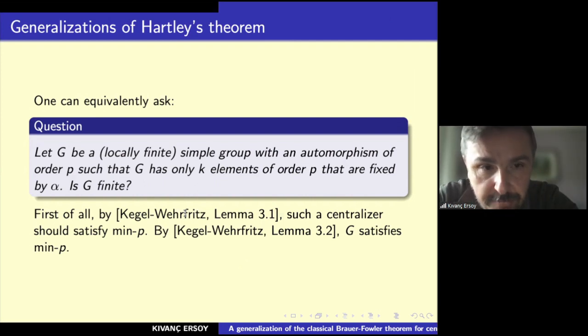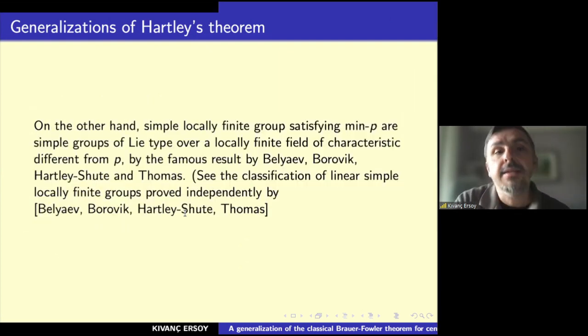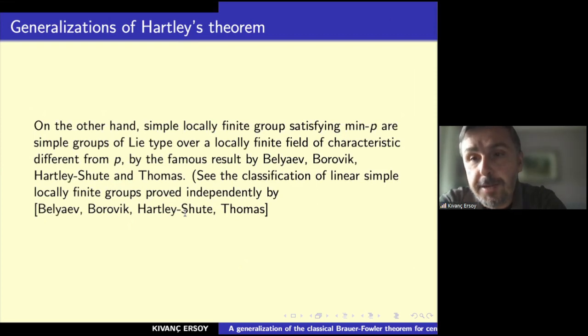But here we have, first of all, a helpful result by Kegel-Wehrfritz. First, this group satisfies min-P because there are only finitely many elements fixed in the centralizer, and if a locally finite group has an element with centralizer satisfying min-P, then G also satisfies min-P, another result in Kegel-Wehrfritz. And simple locally finite groups satisfying min-P are classified, also independently, by the famous result by Belyaev, Borovik, Hartley, Shute, and Thomas. So they are simple linear locally finite groups over locally finite fields of characteristic Q different from P.